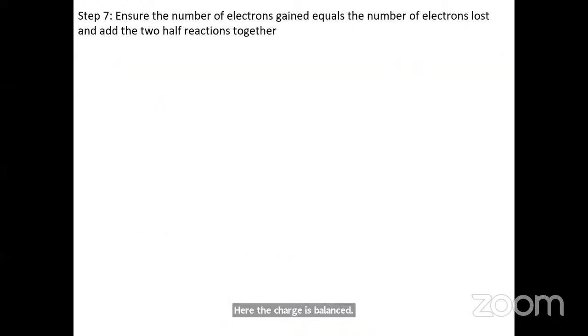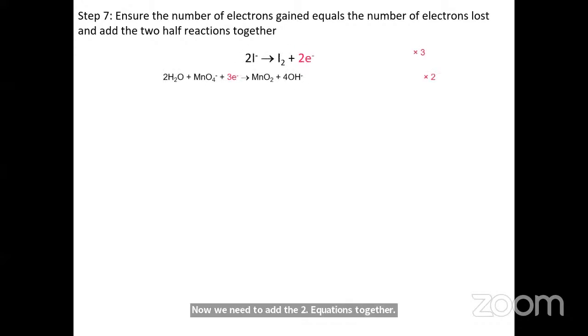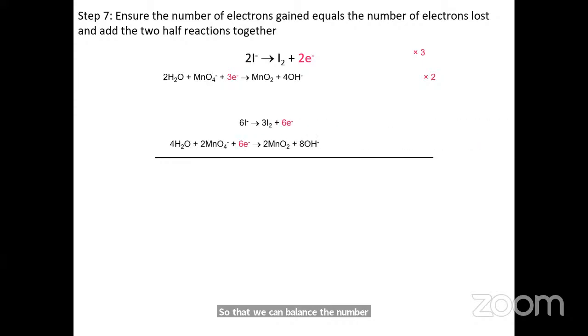Now we need to add the 2 equations together, making sure the electrons are balanced. As we can see, the first one has 2 electrons. The second equation has 3 electrons. So we exchange. We multiply the first by 3 and then multiply the second one by 2 so that we can balance the number of electrons. So what we now have here is 6 iodide ion to 3 iodine plus 6 electrons. We have 4 water plus 2 manganese ion plus 6 electrons to give 2 MnO2 plus 8 hydroxide ion. Now the number of electrons are balanced.